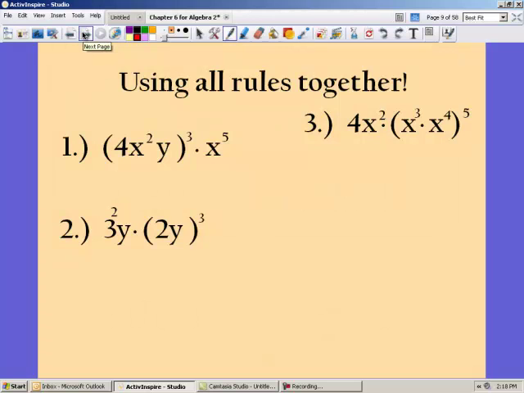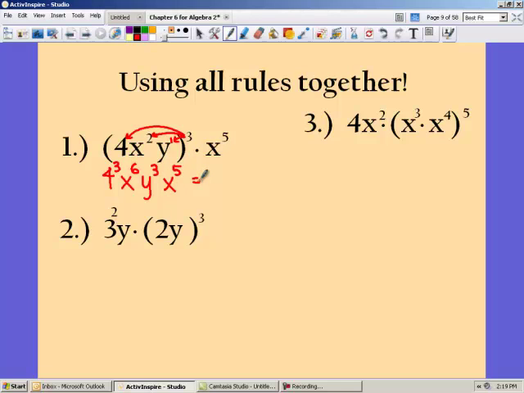Now when we use all the rules together, it can be a little complicated. But I want you to work inside the parentheses first, just like Please Excuse My Dear Aunt Sally tells us to do. So inside the parentheses here, we have an exponent of 3, and we're going to put that onto everything. So the 4 gets a 3. The 3 gets multiplied by the 2, which is 6. And the 3 gets multiplied by the 1, which is 3. And then we can bring this down, which is x to the 5th.